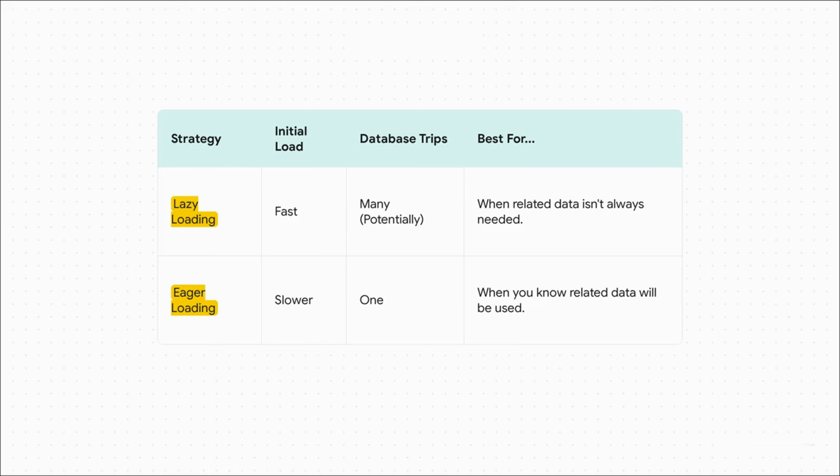Eager loading is the complete reverse. The initial load can be a little slower, but it keeps those database trips to an absolute minimum, usually just one. So the choice really comes down to your use case. Go with lazy when you might need the data, and choose eager when you know you're going to need it.